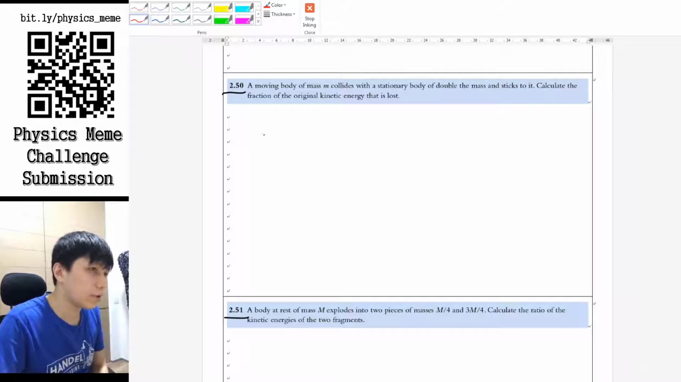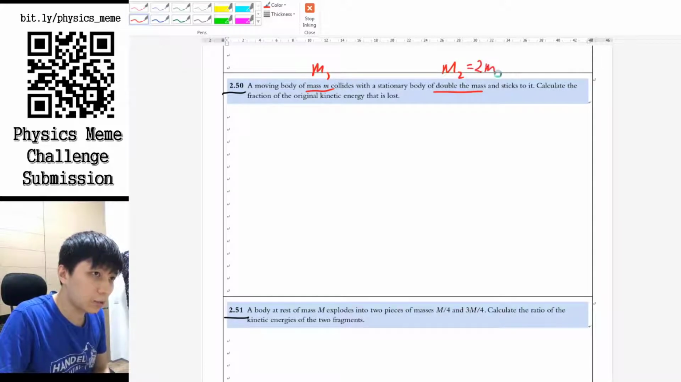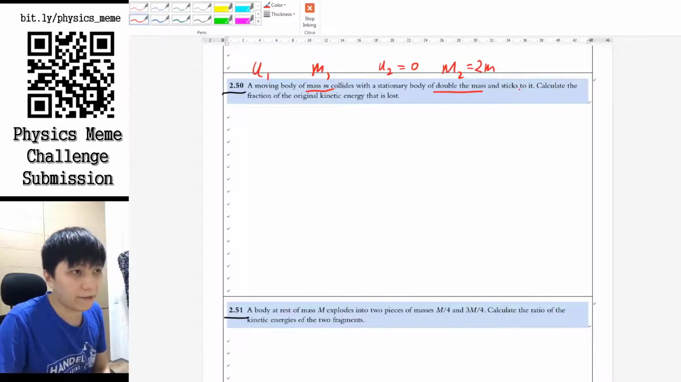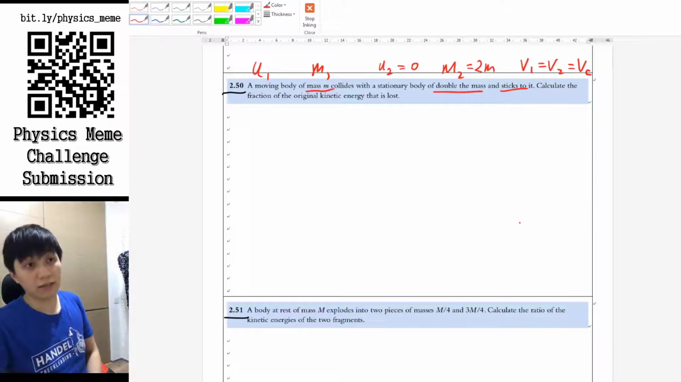A few moments later. Okay, for the first question, the question told us that there are two masses. So the first one, let's call it M1. The other one, let's call it M2. And M2 actually has twice the mass of the first one. So let's call it 2M. M1 is moving, so U1, the second mass was stationary, so U2 equals 0. And after the collision, they will stick with each other. So you may write down V1 equals V2 equals common velocity Vc.